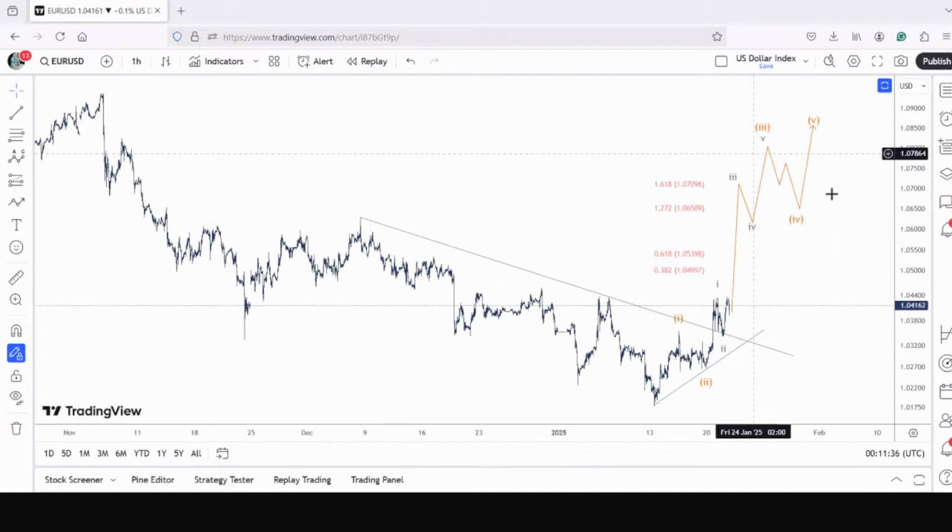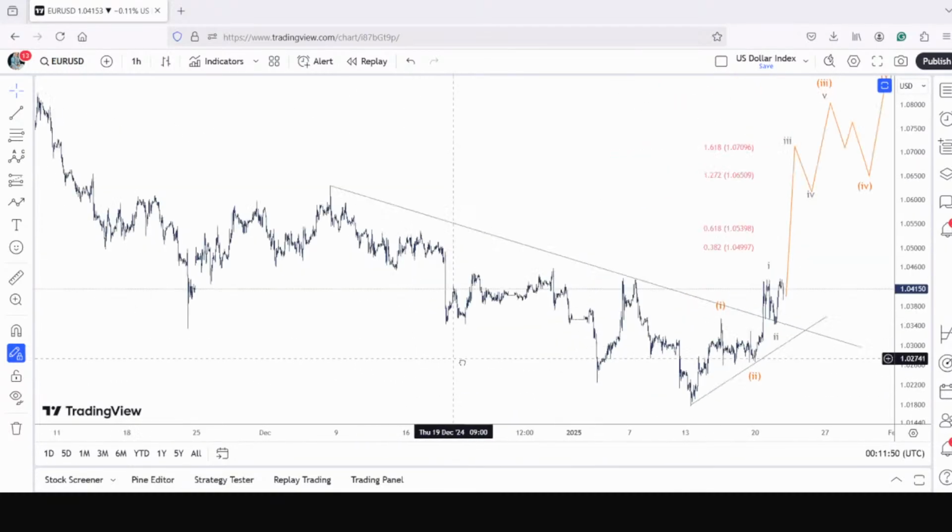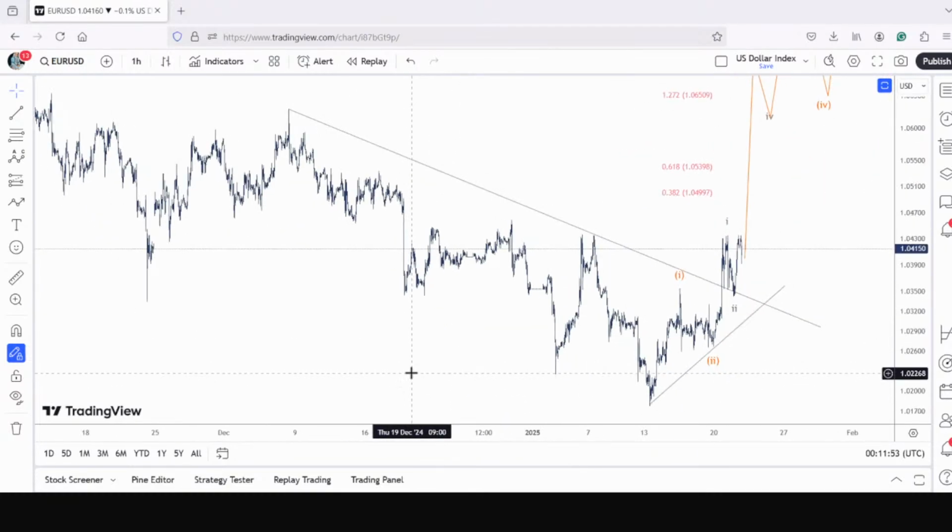And that is the path which we have laid, keeping it as it is for now. Let us see how the third wave extension is unwinding. It would be very interesting to see the story unfold. All right, so that's the story for Euro.